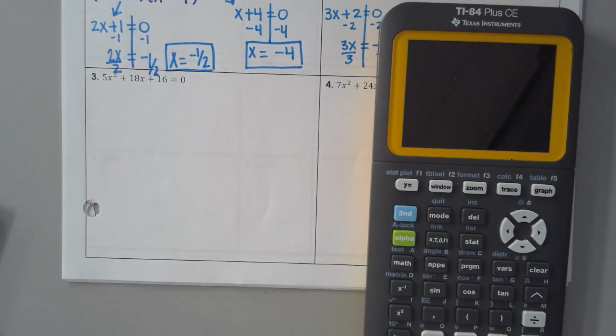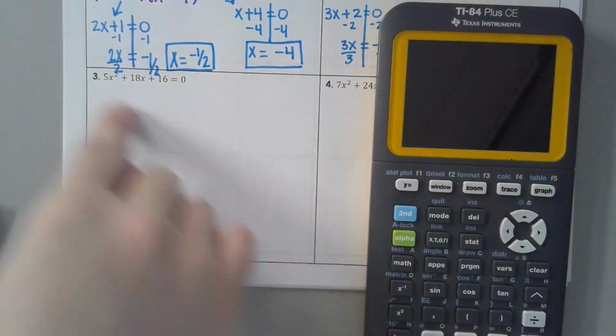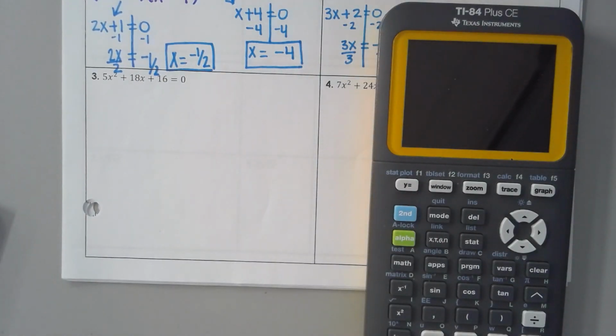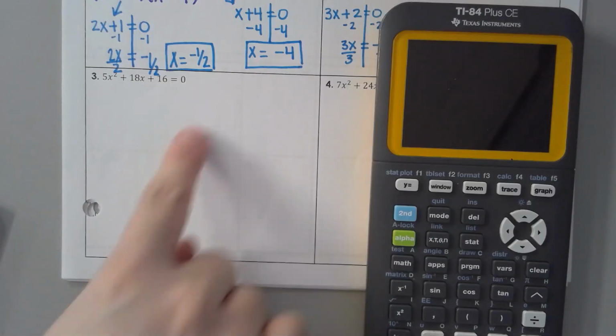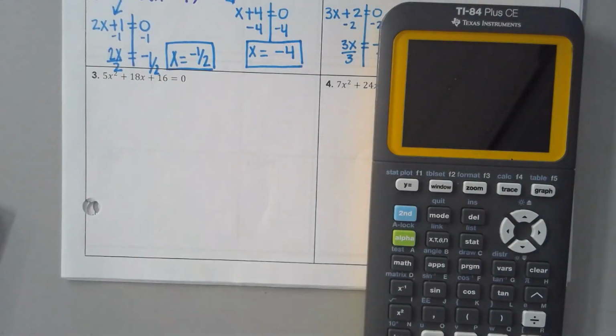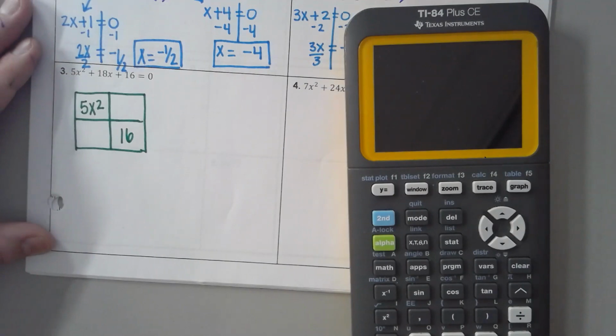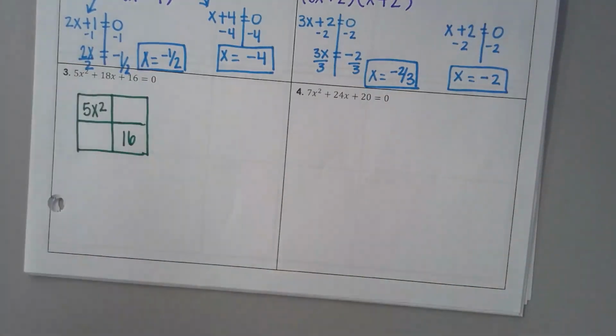Number 3, I want you to go ahead and just draw in your box and fill in these two boxes, the two squares. You don't have to find your two numbers yet, just do the box. So this is what your box should look like.